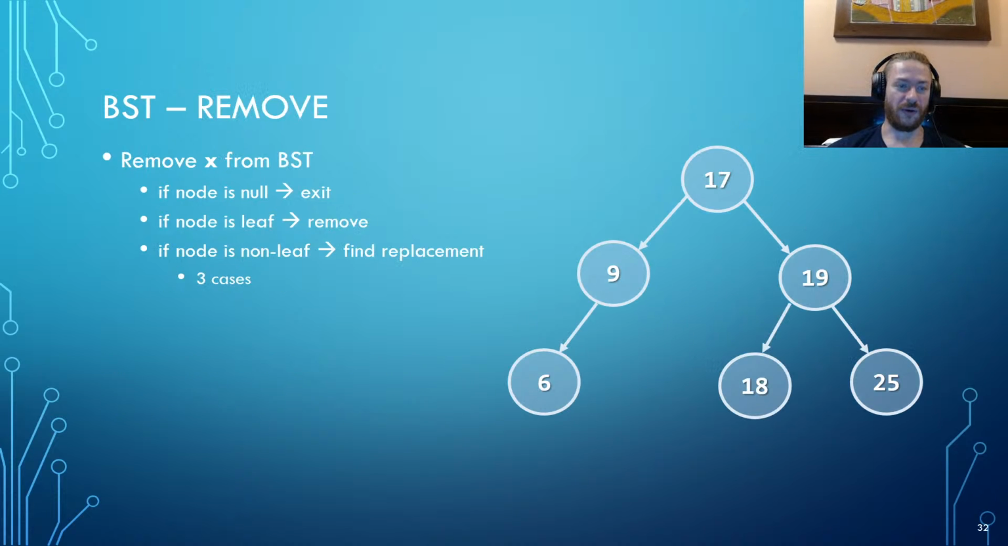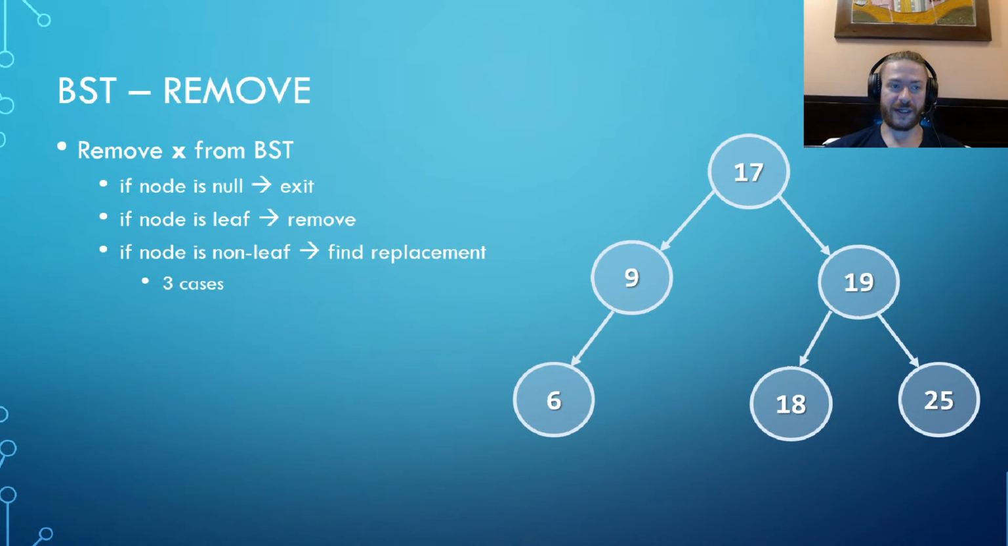How to remove a node? This is a little bit trickier. To remove a node, what we need to do is: if the node is null, exit. We didn't find the node. There is no node with this value. If the node is a leaf, remove it. If the node is non-leaf, we need to find a replacement. For example, if we want to delete 9 and remove it, we need to find where to put 6. In this particular tree, it should be here.